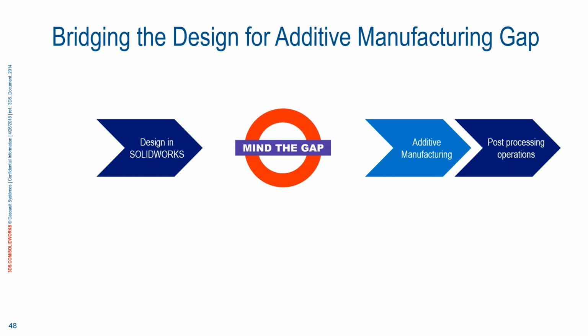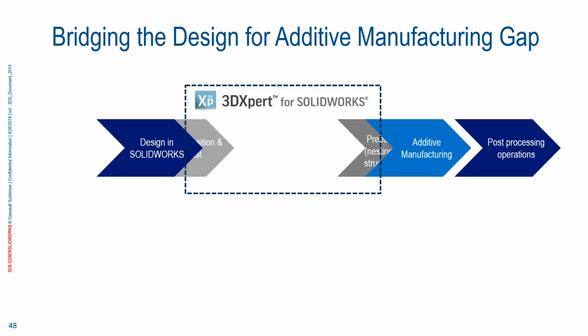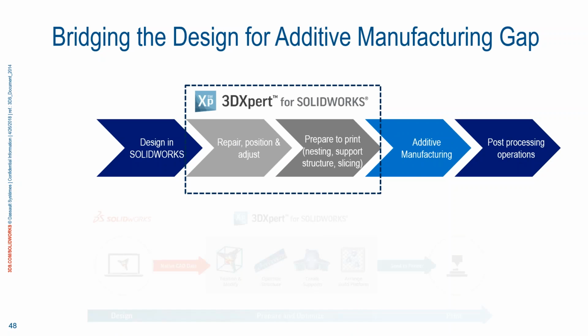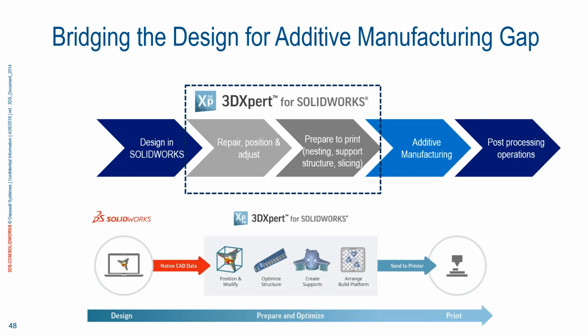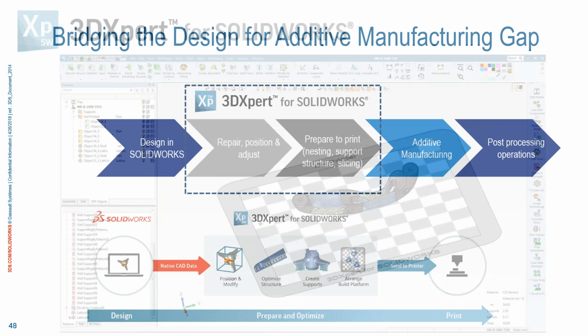And what it does is, you have your design in SOLIDWORKS and you want to print it. And there's a gap here because we need to think about the 3D printing process. And here is where 3D Expert comes into place. So you take the SOLIDWORKS model and then you position it. You can optimize the structure, create supports, and arrange the print, and then you send it to the printer. When I saw this the first time, I didn't realize how important it is to prepare your part for 3D printing.